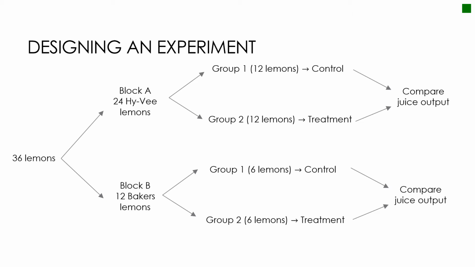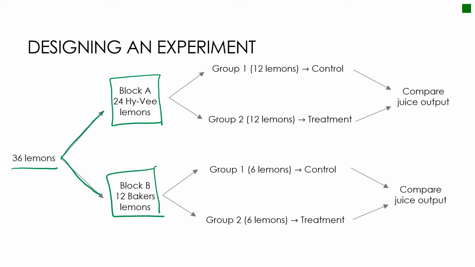So I would start my experiment saying I had 36 lemons, and I break those into my 2 blocks. Now typically we like to put an equal number in each group, but the fact of the matter is I have 24 Hy-Vee lemons and I have 12 Baker's lemons. And again, I blocked these because I feel that my Baker's lemons, which were a little bit smaller, might have a different result than my Hy-Vee lemons, which were a little bit larger. So within each group, I want you to notice that I'm taking my 12, breaking them into 2 equal groups, and that would just be randomly.